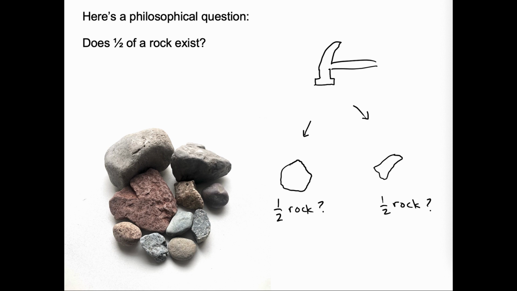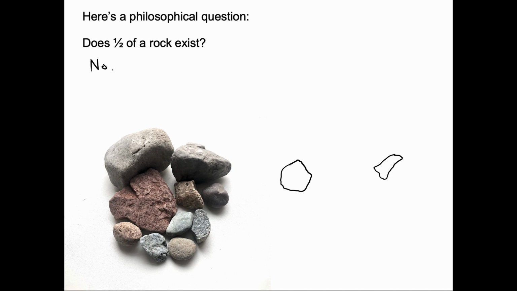If a person stumbles across these fragments at some later time, how would they know that the original rock had been smashed by the hammer? Would they count these objects as half rocks? Or would they simply count them as rocks? I hope this situation illustrates that when it comes to the question of does half of a rock exist, I'll say no. A rock either exists or it doesn't.